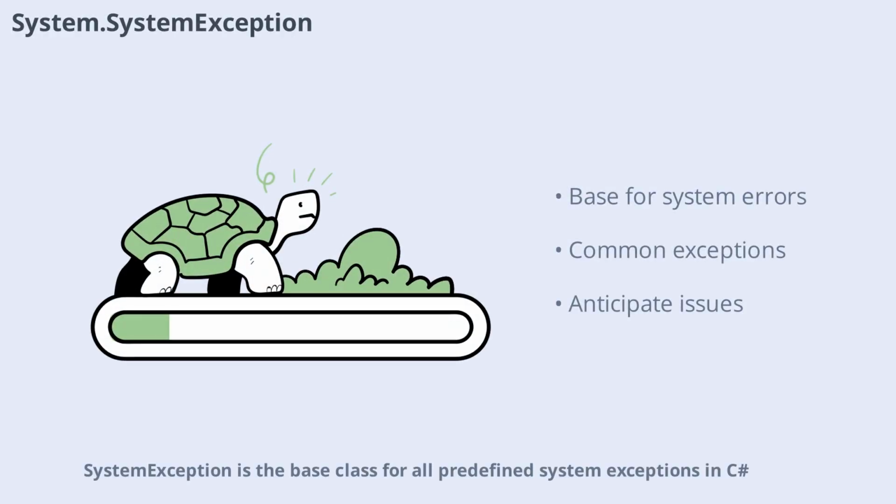System.SystemException is the base class for all predefined system exceptions in C#. These include common errors like division by zero, null references, and out-of-range indexes. By understanding this hierarchy, you can better anticipate and handle the types of errors that might occur in your programs.